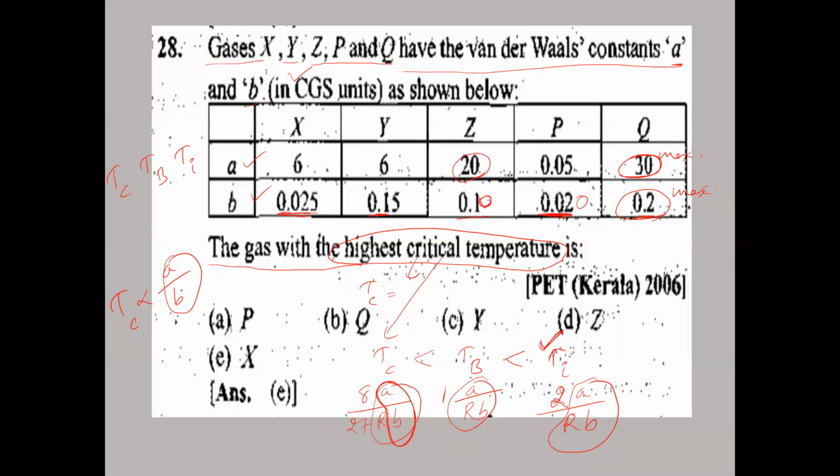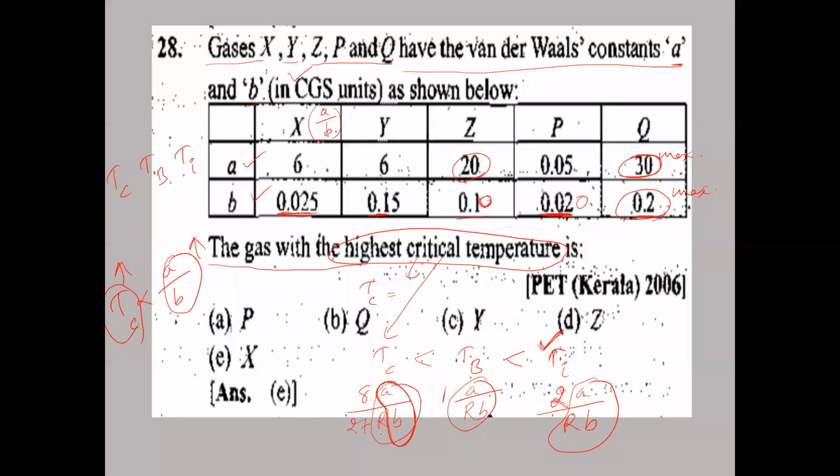The ratio of A by B, if it is greater, the TC will be greater. So in every gas, we have to take which ratio? The A value by B value ratio, you take for every gas. Is that clear? Whichever has the higher A by B value will have the higher critical temperature.